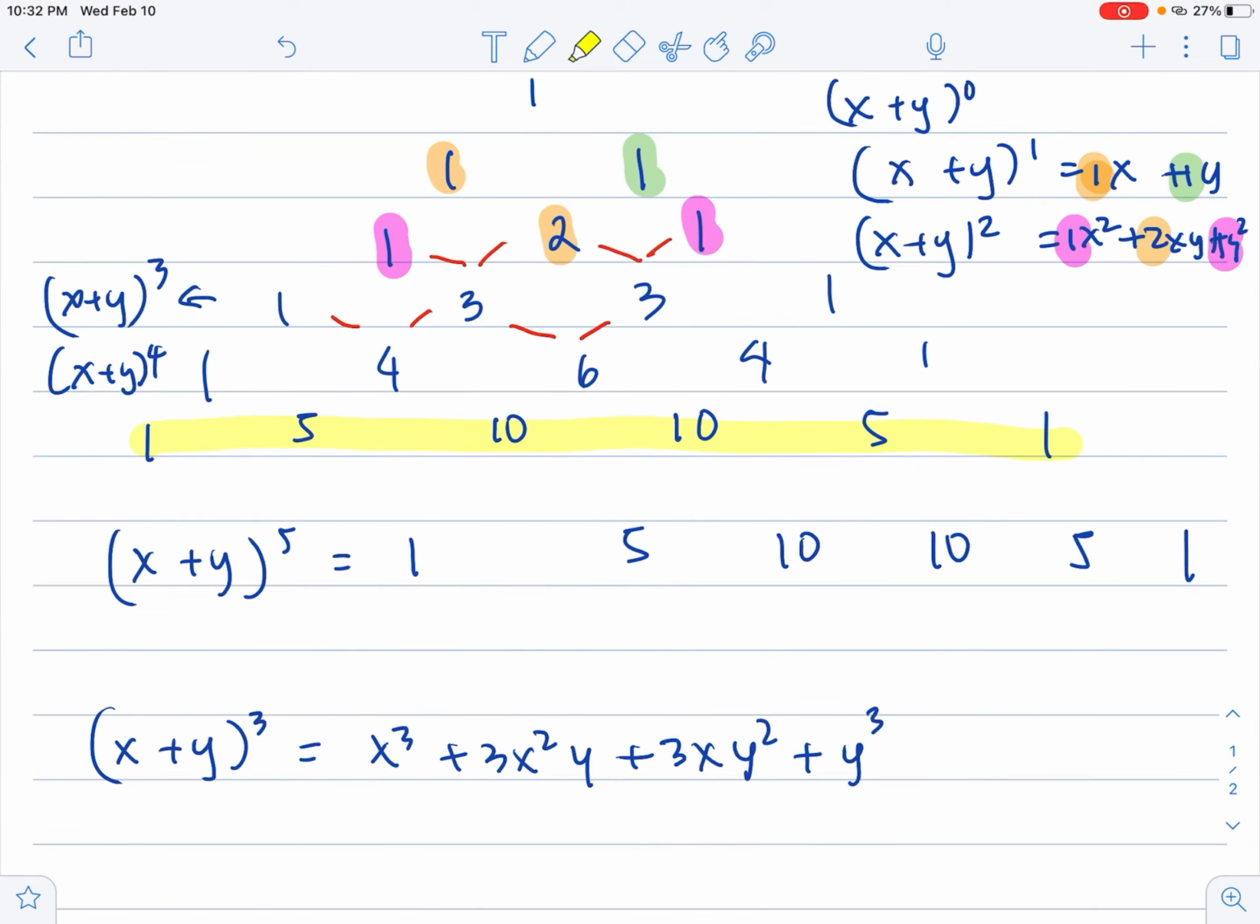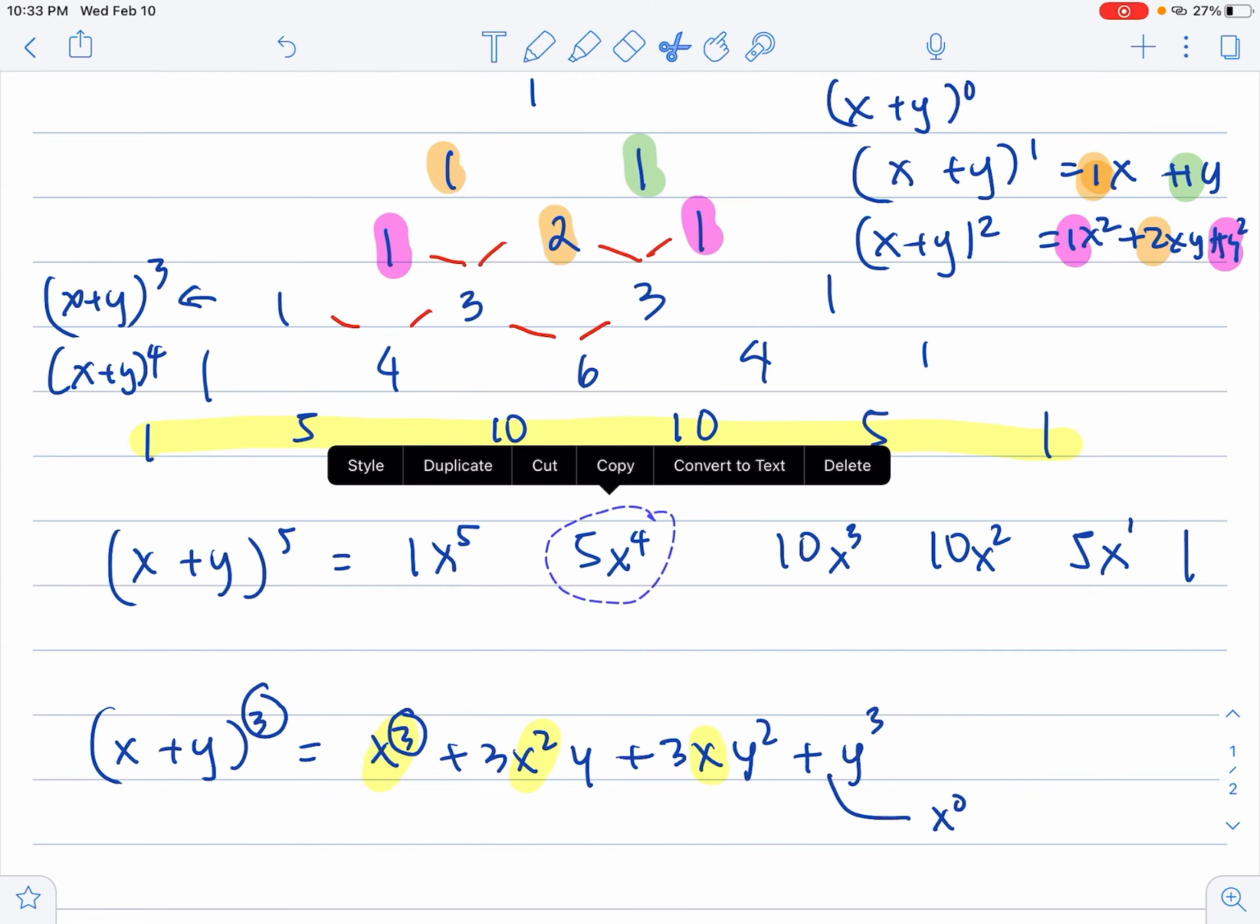Anong napapansin nyo doon sa powers ng x? X cubed, x squared, x, tapos nawala na siya dito. Pwede natin lagyan ng x to the 0. Ang x ay bumababa yung power niya, no? So, anong pinakamataas niya? Yung 3, which is the same as this one. So, pwede natin lagyan ng x to the 5th, tapos x to the 4th, pababa, x cubed, x squared, x to the first power, tsaka x to the 0, which is wala na, no? Magiging 1 yan, so pwede na natin huwag isulat.